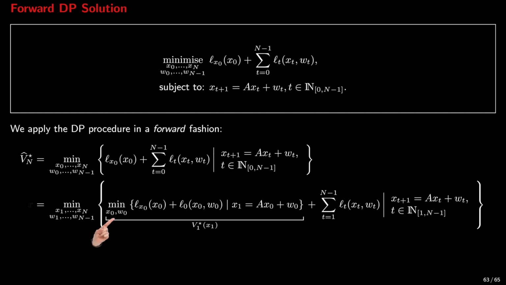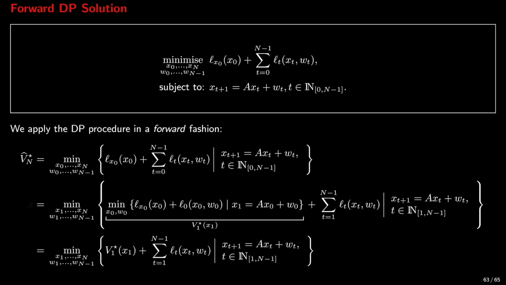We start by denoting the optimal value of this problem by v hat n star. Then we minimize first with respect to x0 and w0, and then with respect to the remaining x's and w's. See here that we minimize this expression with respect to x0 and w0, and the minimum depends parametrically on x1. So let us call this function v1 star of x1. Note that v1 star is almost the same as the MAP estimation problem with n equals 1. We can therefore write vn star like this.